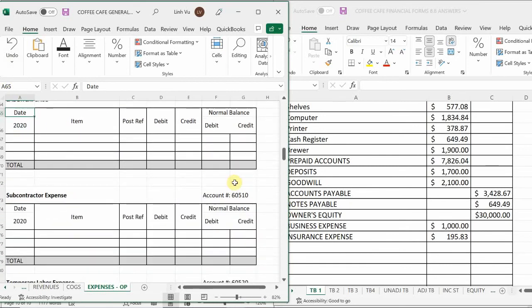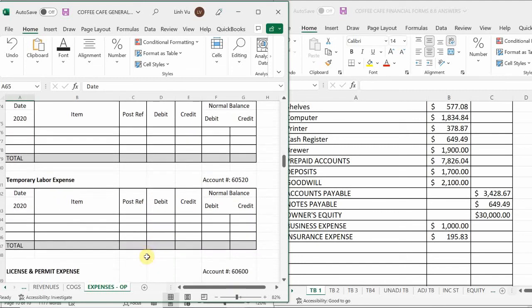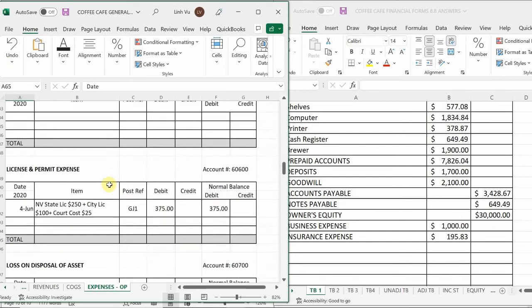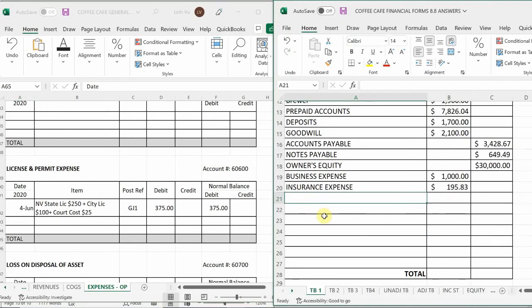So no labor expense yet, because have we dealt with a subcontractor yet? How about a temporary work labor? Okay, not that we're aware of, right? But yes, we did hire a subcontractor. They just haven't billed us yet. Okay. What about license and permit expense? Yes. How much? $375. $375. Okay.